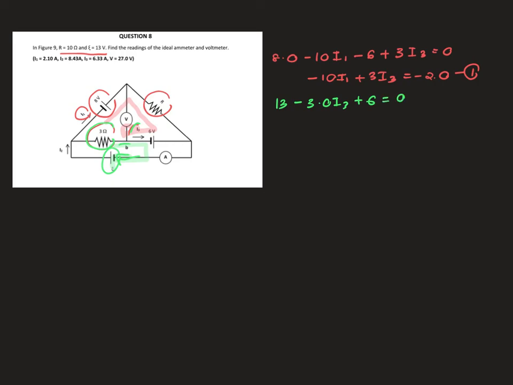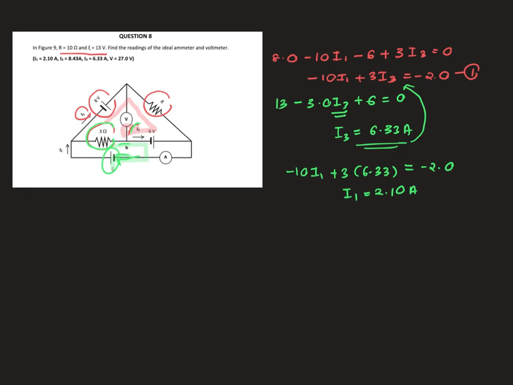Definitely I can find I3 because this one can be settled first. So I'm going to get my I3 here is 6.33 ampere. Once I find the I3 here, I can actually just put it inside this equation. Therefore, I can get the I1. So negative 10 I1 plus 3 times 6.33 equals negative 2.0. Therefore, I can get it is 2.10 ampere.